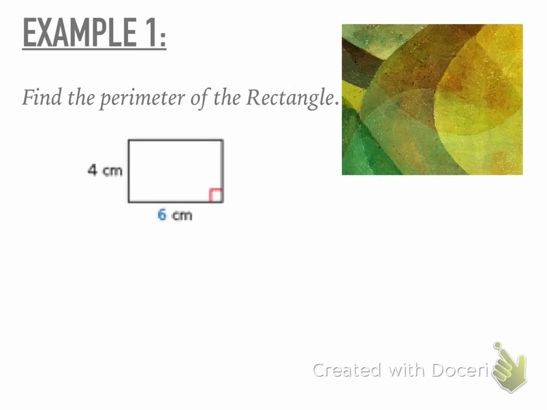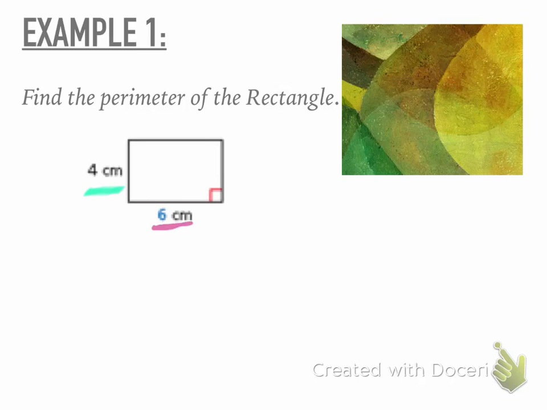So for our first example, we're just going to find the perimeter of the rectangle. You can see that we've got our right corner right here, and that's going to indicate that the rest of these corners are right because they're telling us it's a rectangle. So we have one side that is 4 centimeters and another side that is 6 centimeters.